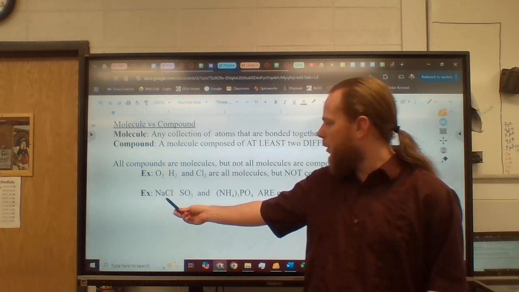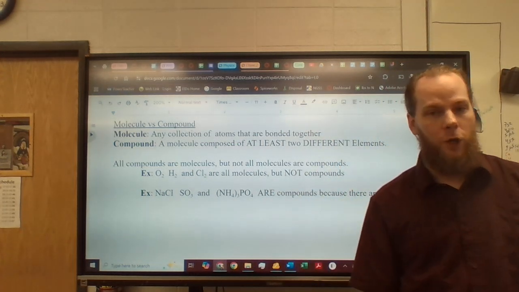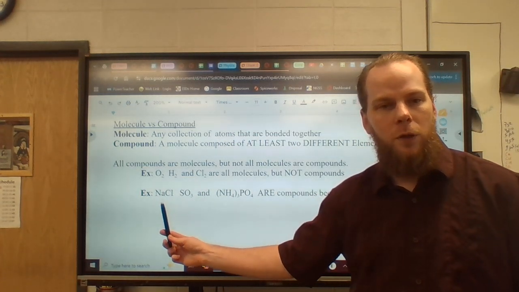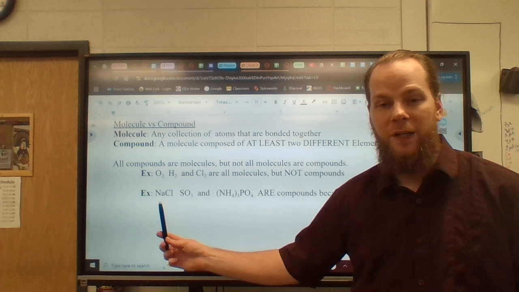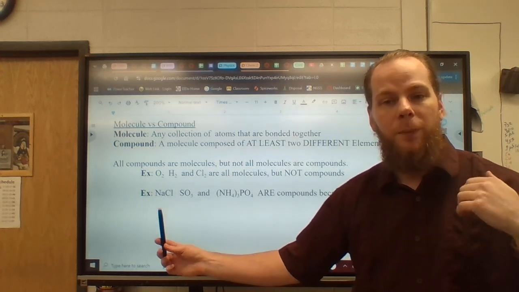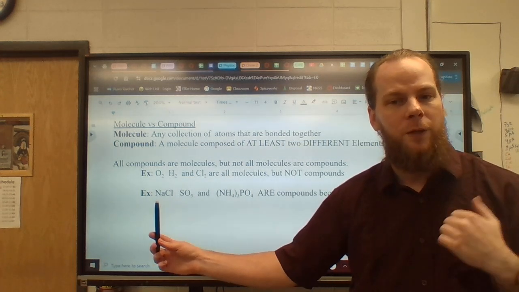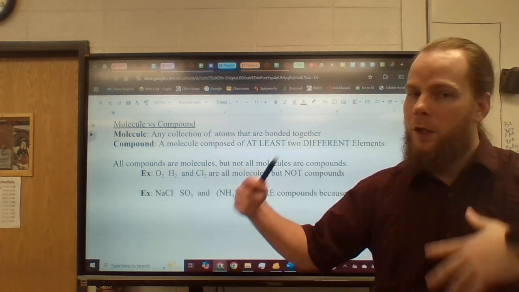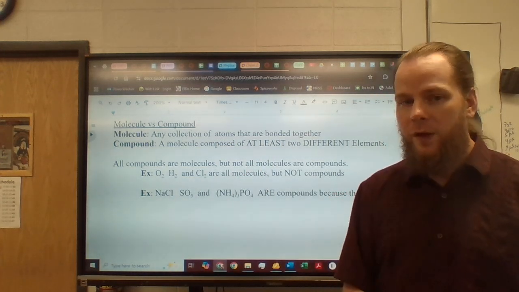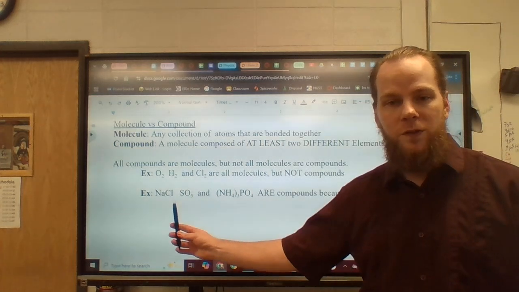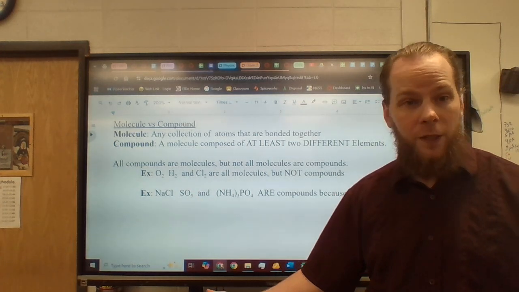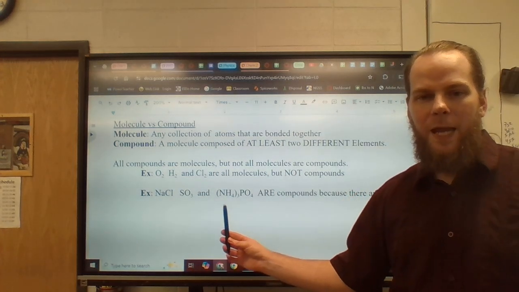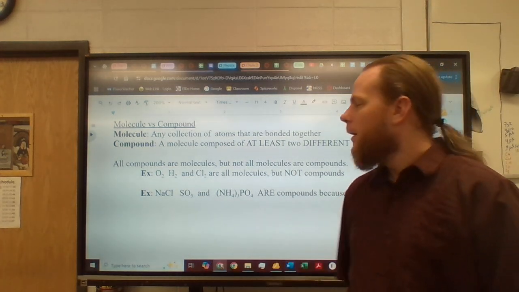Okay, so down here we have 3 examples that are compounds. NaCl. Well, that's 1 sodium and 1 chlorine. So that's a molecule because there's 2 atoms, but it's also a compound because there's 2 different elements, sodium and chlorine. Okay, SO3, again, 2 different elements, so it's a compound. 3 oxygens and 1 sulfur, so it's more than 2 atoms, but it's 2 different elements.